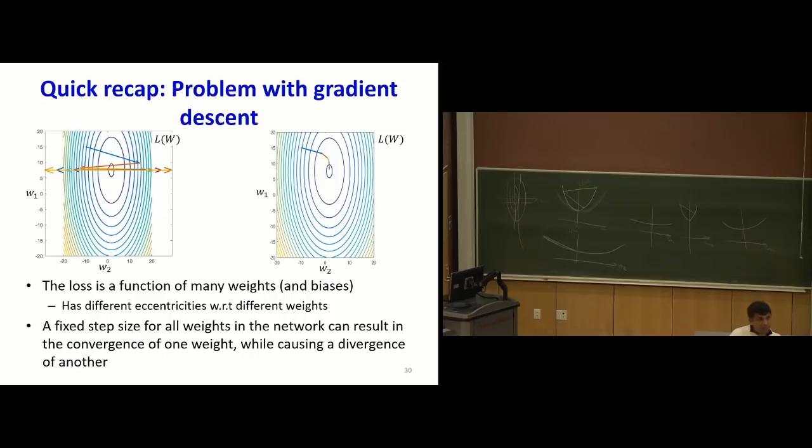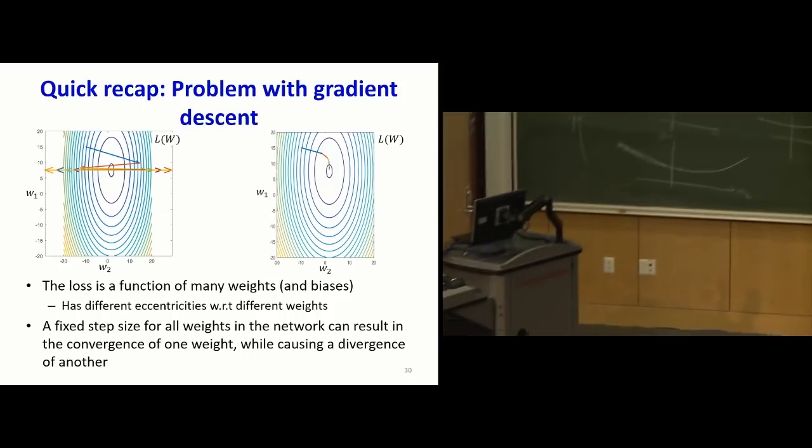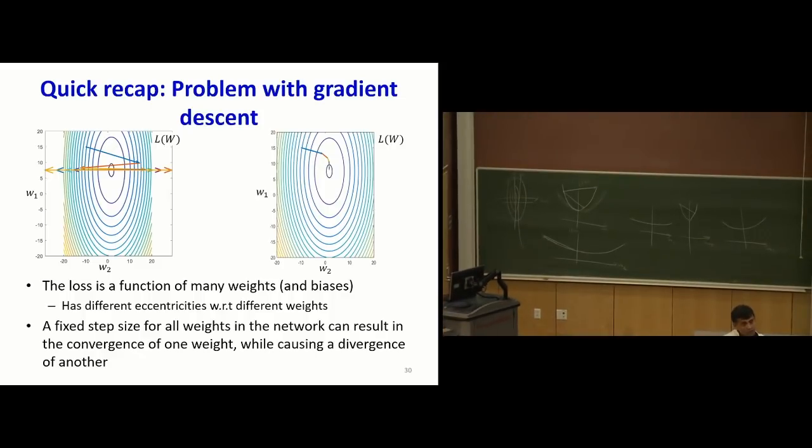So this we covered in the last class. Everybody remember this? Yes? The loss with respect to a single weight, is it guaranteed to be convex? No, I'm just drawing convex figures.